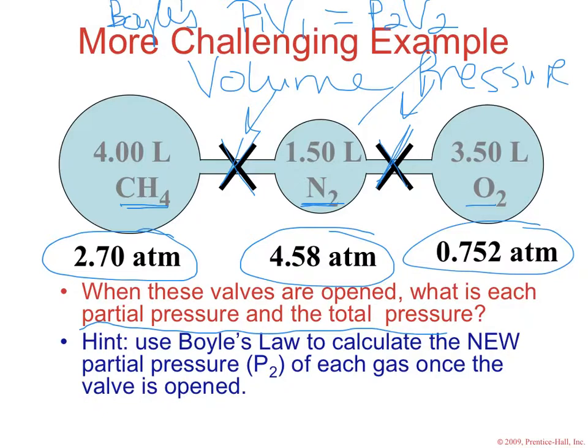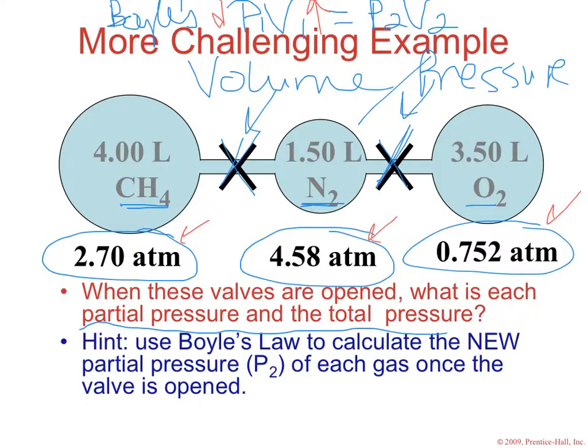It told us that pressure and volume are indirectly related to each other, inversely related. If volume goes up, as in this case when we open the valves, the pressure will go down. And so you should expect to see the pressure of all of these gases go down when you're increasing the volume.